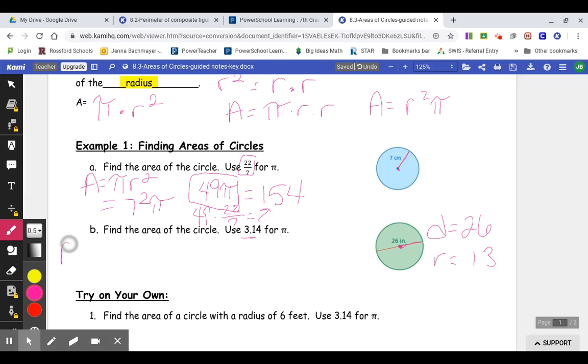So again, our area formula is radius squared times pi. So I would take 13 squared and multiply it by pi. So 13 squared equals 169 pi. And then if we want to work that out, that would be 530.6 inches squared. Okay, go ahead and pause the video and try the next one on your own.